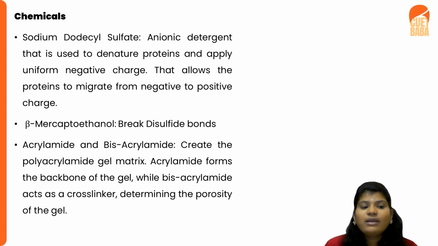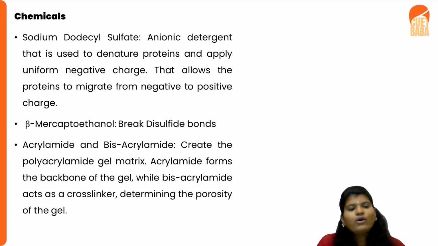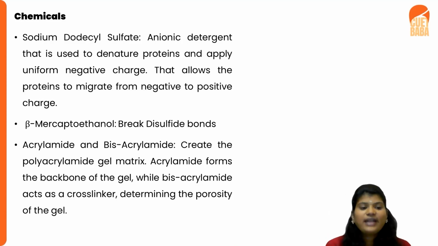Okay, the next thing will be beta mercaptoethanol. In order to break down the disulfide bond, this beta mercaptoethanol is very much important. Some amino acids like cysteine and methionine will have the sulfur group in their structure, and it will connect with the sulfide bonds. For breaking the disulfide bond, this beta mercaptoethanol is important. So the sample needs to be added with sodium dodecyl sulfate as well as the beta mercaptoethanol.